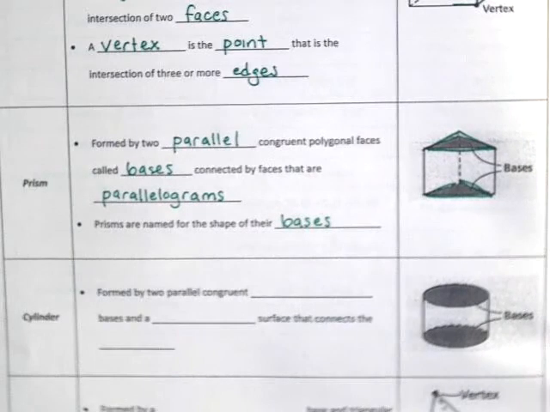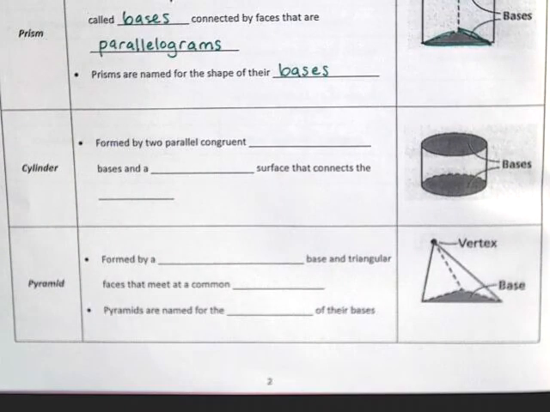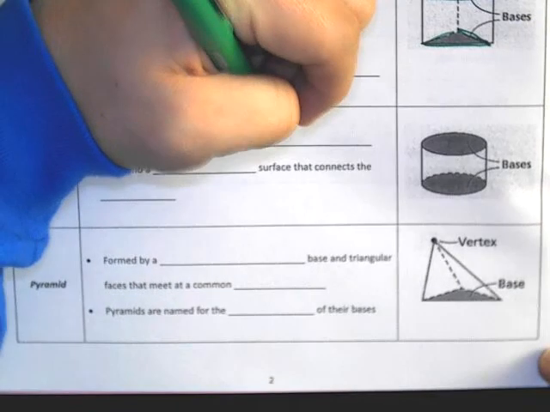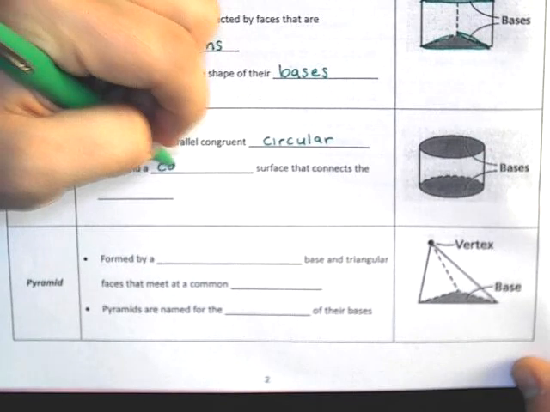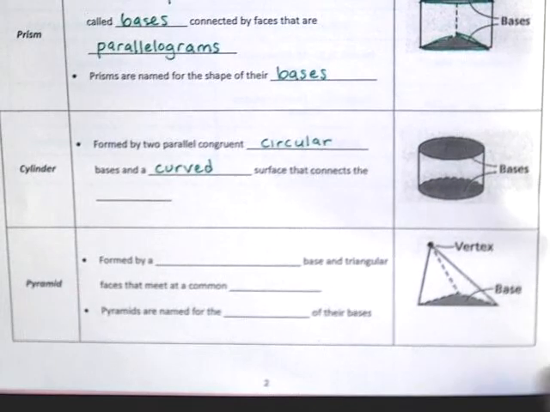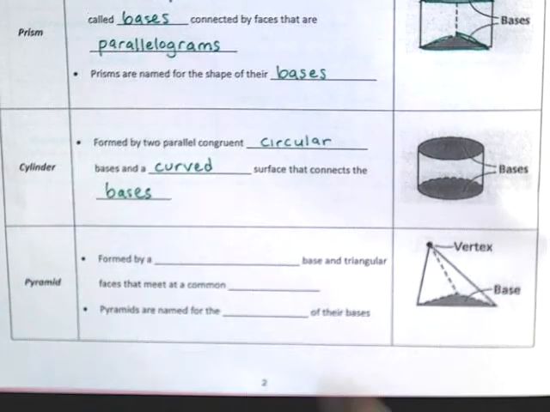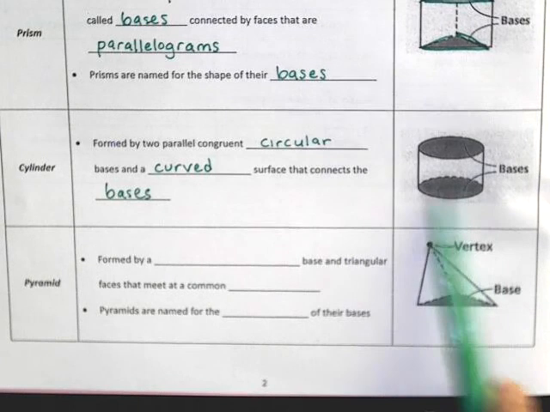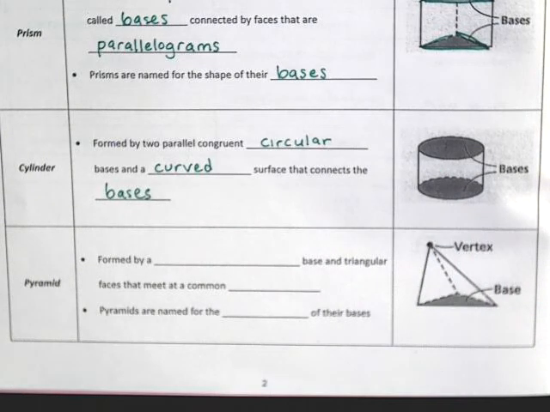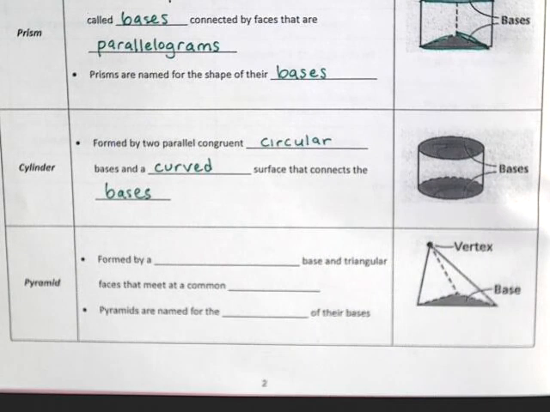Moving on from prisms, we have cylinders. Cylinders are formed by two parallel congruent circular bases and a curved surface that connects the bases. This is a little more straightforward, and you probably have heard of cylinders before. It's pretty easy to recognize a cylinder because there are two parallel congruent circles for bases.